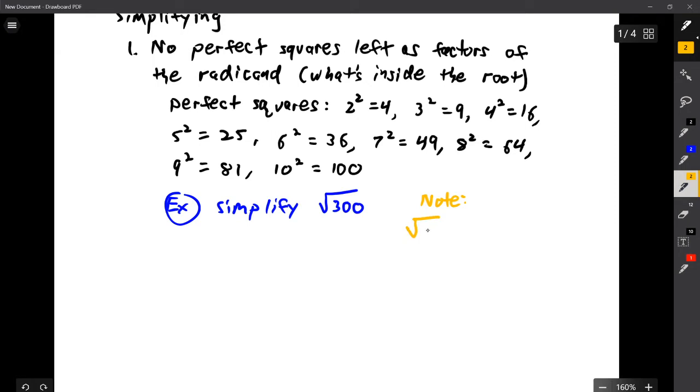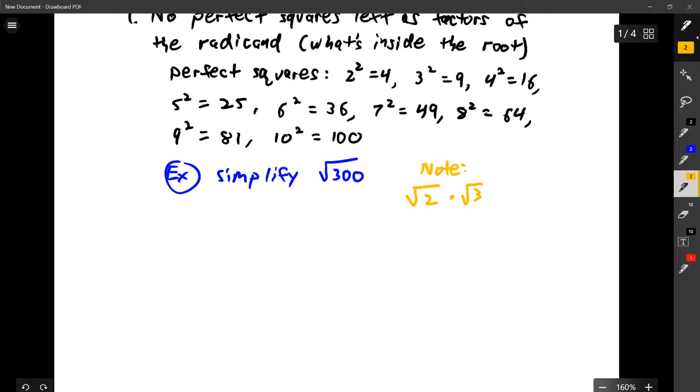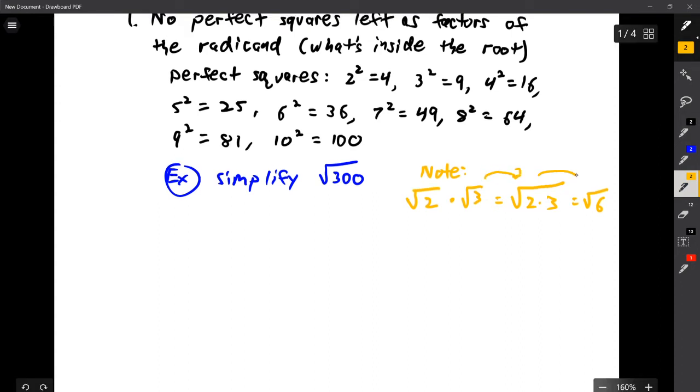I'll use 2 and 3 here. The square root of 2 times the square root of 3. Well, that's the same thing as the square root of 2 times 3. And that's the same thing as the square root of 6. Okay? And that works both ways. You can also work that backwards and say, well, the square root of 6 is the same thing as the square root of 2 times 3. And that's the same thing as the square root of 2 times the square root of 3.